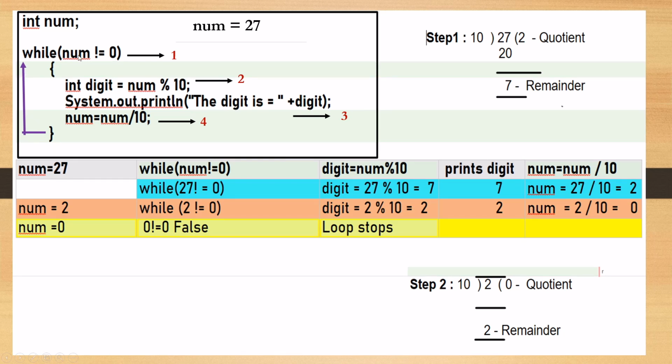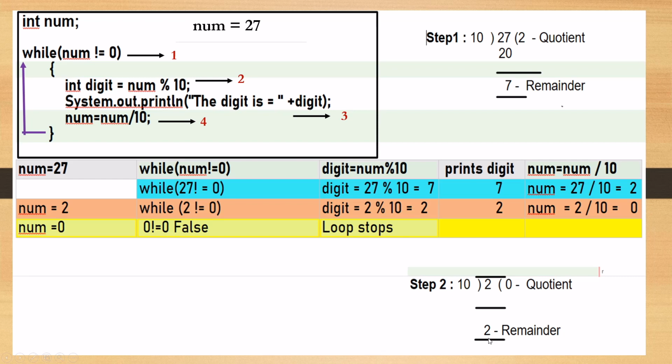Again, it goes to the top of the loop. So while 2 not equal to 0, 2 is definitely not equal to 0. So it comes to this point. Here digit is equal to 2 mod 10. Now you may wonder, how can we do 2 mod 10? This is a smaller number and this is a greater number. But we need to remember that we are doing these number divisions on integer values, not on decimal values. So look at step 2 now. Here I'm going to put 2 inside and the divisor will be 10. If I do a normal division, the answer would be 0 point something. Yes, but now we get the same remainder.